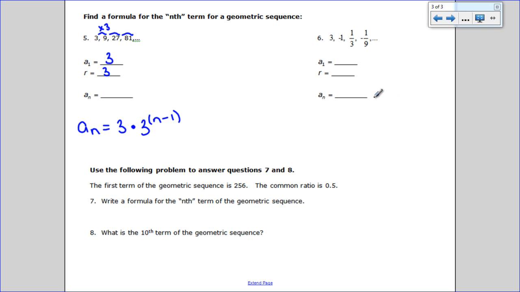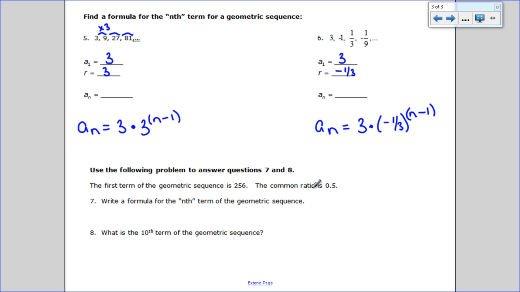So let's do number 6. A sub 1, the first term, is 3. We did this common ratio a minute ago as well, and we found out that it was -1/3. We used the fraction because it was dividing by 3. They were getting smaller. Anytime the numbers decrease, you will have a fraction for your ratio instead of a whole number. And so our a sub n is going to be our first term times our ratio, -1/3, to the n minus 1. So that's what should go on that line. That's your expression for the nth term.